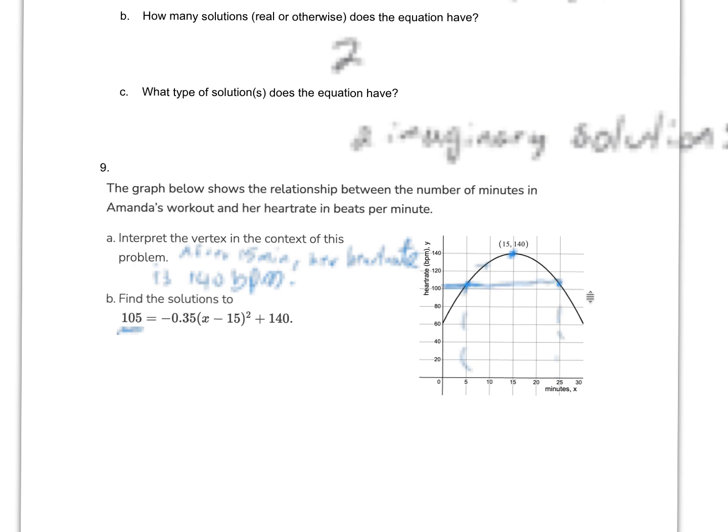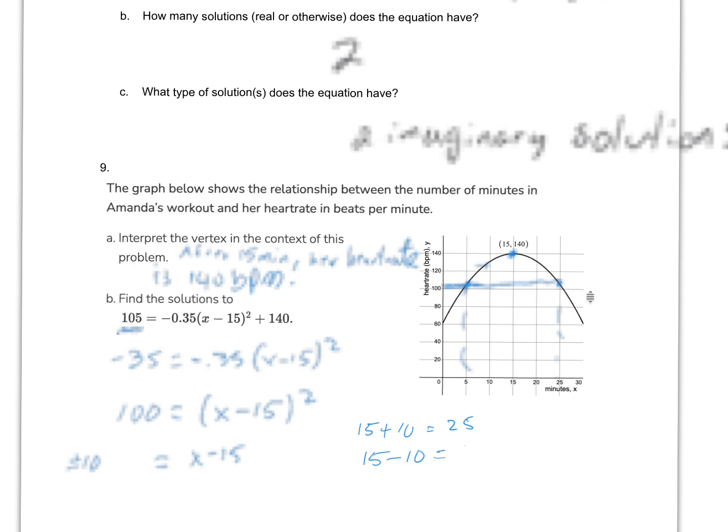So I'm going to calculate this. I take the 140 and I subtract it. I get minus 35 equals negative 0.35 times x minus 15 squared. And then divide by negative 0.35, I get 100 equals x minus 15 squared. And then I'm going to get x minus 15 is equal to plus or minus 10. So basically, if I add 15 to both sides, I get 15 plus 10, which is equal to 25, or I get 15 minus 10, which is equal to 5.